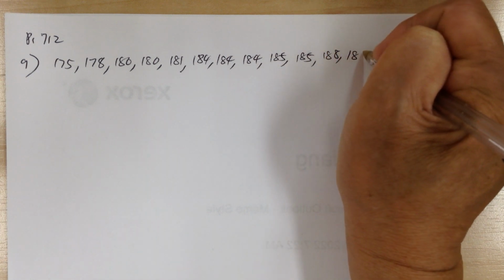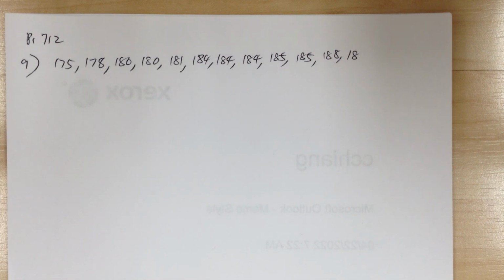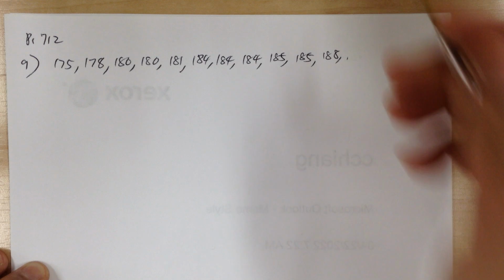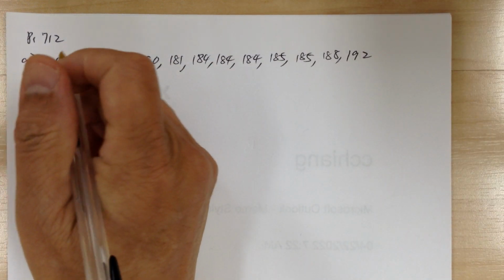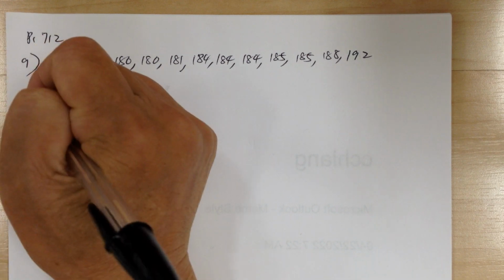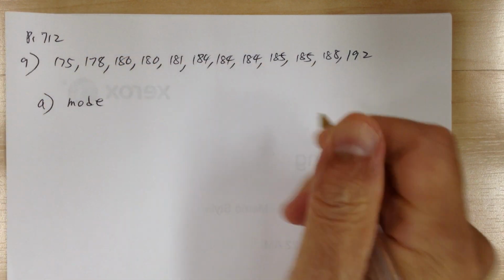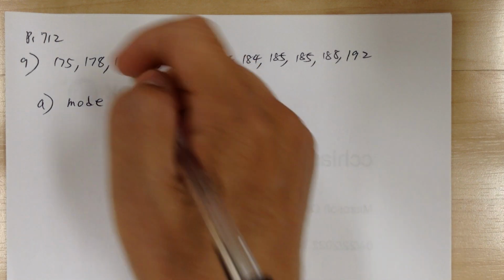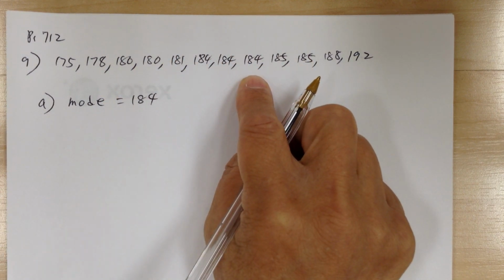You got 188, 180, 192. Yeah, so you just have to be careful. So for part A, you're looking for the mode. The mode is the one that shows up most often, so from the frequency distribution, you can see that it's going to be 184, because it shows up three times. It tells you in the table.